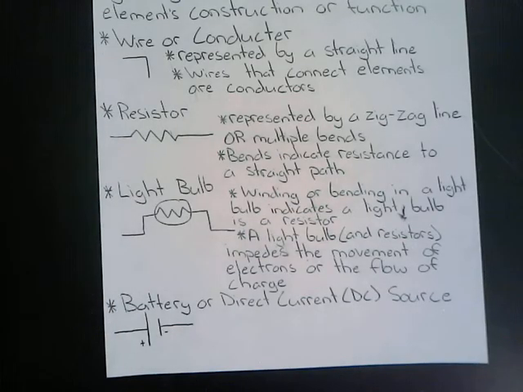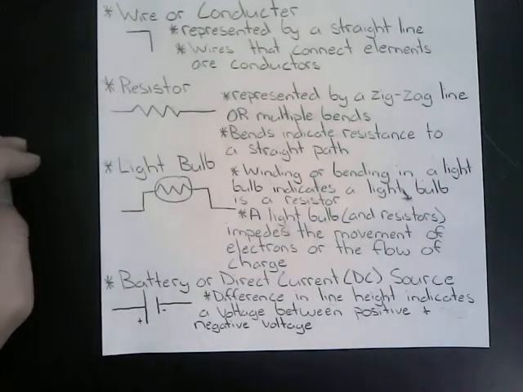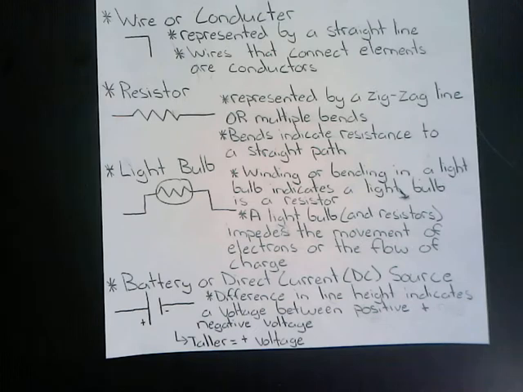And so there are some things that we need to note here that are very important. Number one, the differences in line height indicate a voltage between positive and negative terminals in the battery. The taller line is the positive voltage, and the shorter line represents negative voltage.